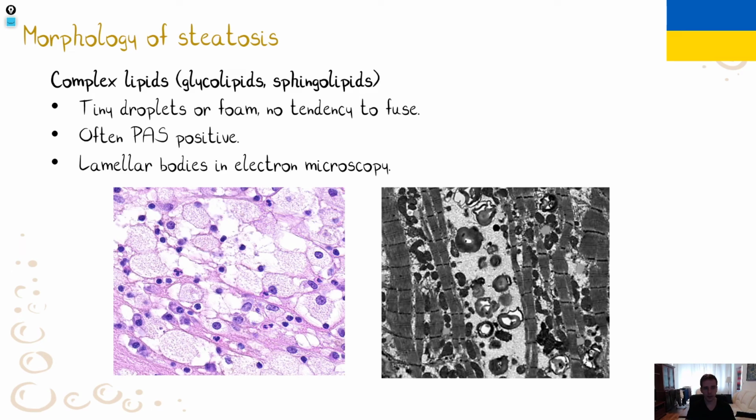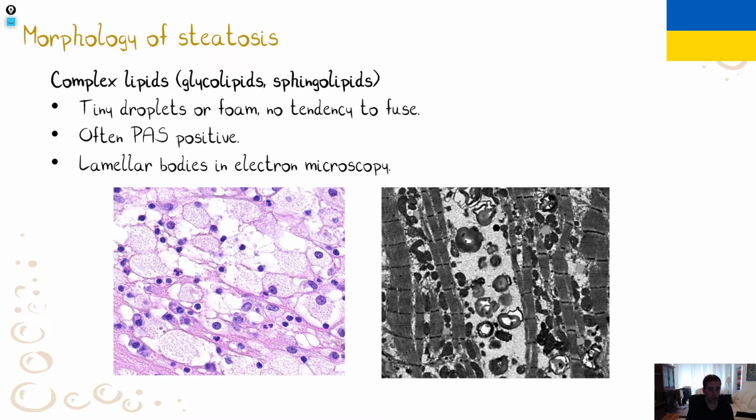Complex lipids, such as glycolipids or sphingolipids, have the usual appearance of tiny, very small droplets, or the cytoplasm of the affected cell looks foamy. There's no tendency to fusion of the vacuoles, and they are often PAS positive because very often there is a glycid component in the molecule. Electron microscopy can be useful in these situations. This is true especially for the congenital inborn errors of metabolism of complex lipids.